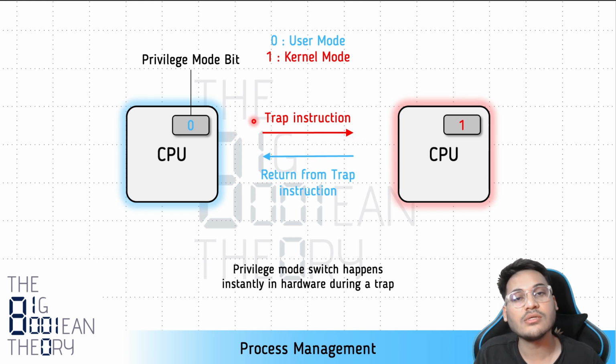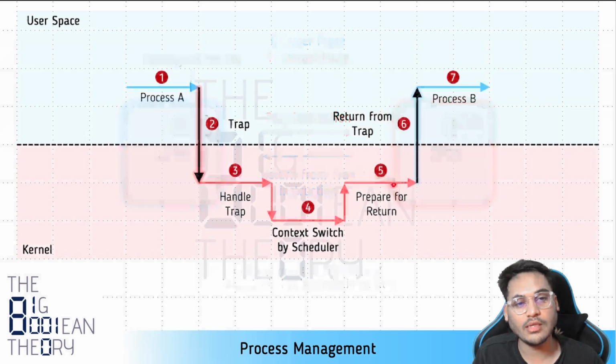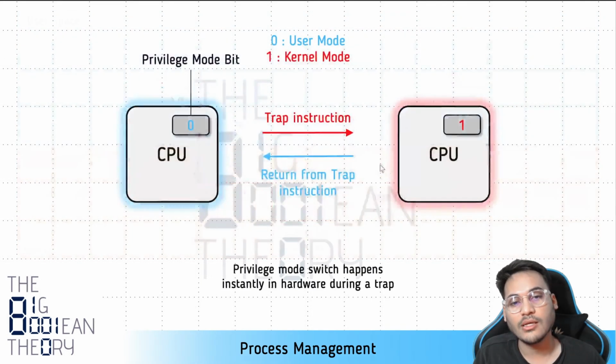So the trap instruction does some other things also, right? That is jumping to a fixed location, which is the trap handler. But as part of the trap instruction, this flipping of the privilege bit, or you can say raising of the privilege mode, happens instantly, right? The same is true for the return path. In the case of return from trap instruction, the privilege is dropped instantly from the kernel mode to the user mode.